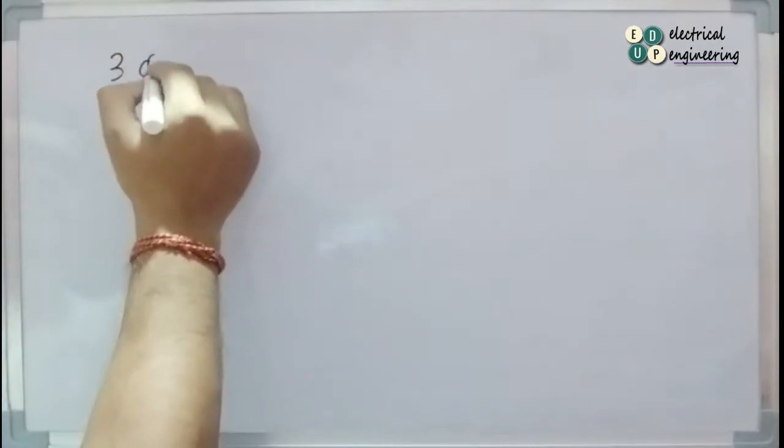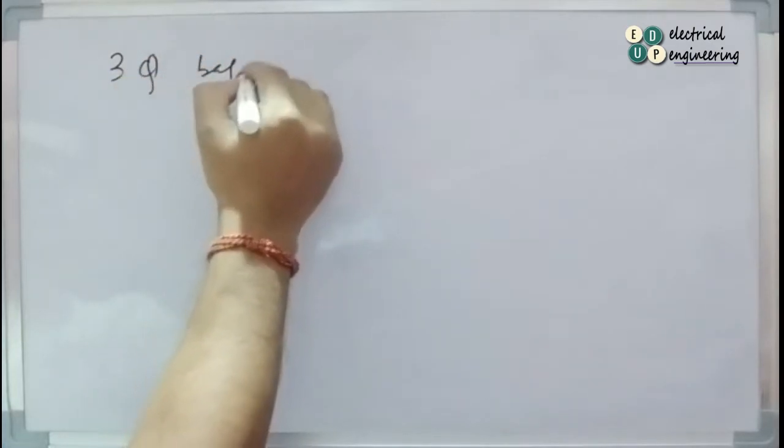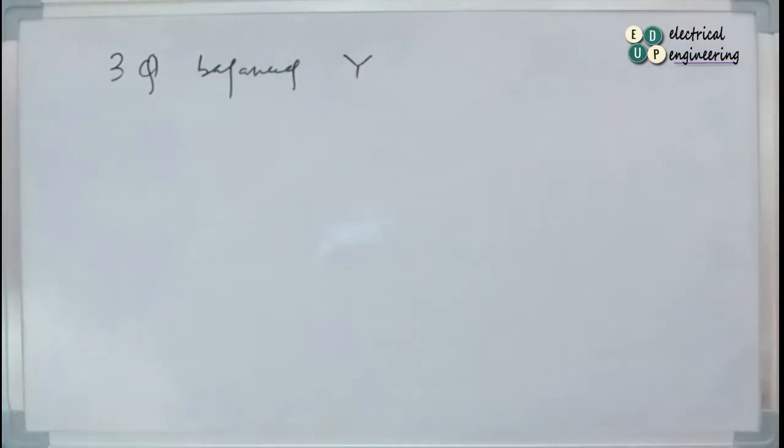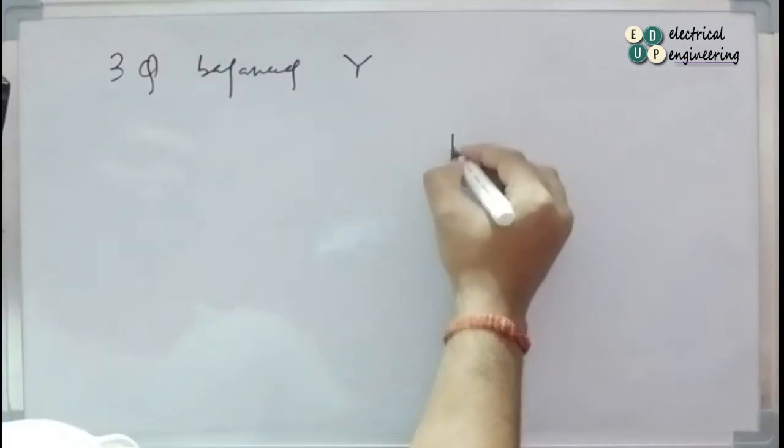The first homework question was: a three-phase four-wire system supplies power to a balanced star connected load. The current in each phase is 15 ampere. The current in the neutral wire will be?